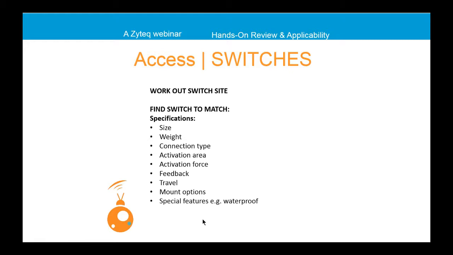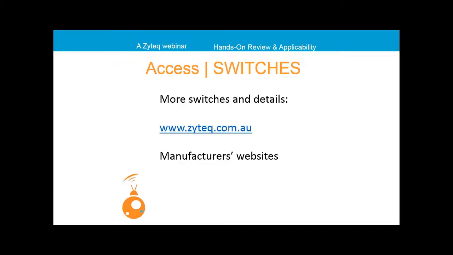Once we work out the switch site, we try to find a switch to match that switch activation site and the person's movement. Check out the specifications of the switch. This will include the size, weight, connection type, activation area, the activation force, the feedback that the switch gives, whether that's proprioceptive, auditory, visual, or all three, the travel of the switch before and after activation, the mounting options and any special features, for example, if it's waterproof or some other feature. For more information on switches, you can find details on our website and the manufacturer's websites.